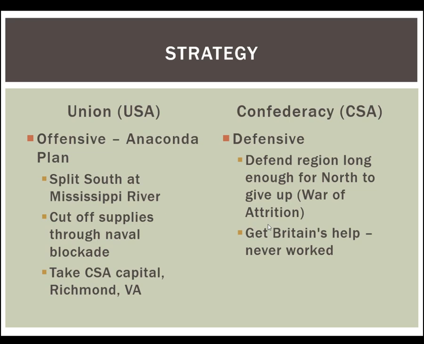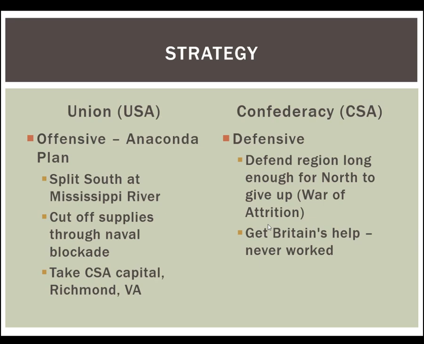So the Confederate strategy, like we said before, is defensive. Defend the region long enough for the North to give up. So basically a war of attrition, just hoping that the Union would eventually grow tired of fighting, run out of troops, run out of resources to fight the war.